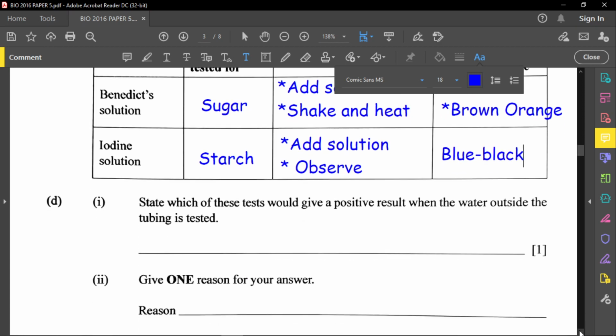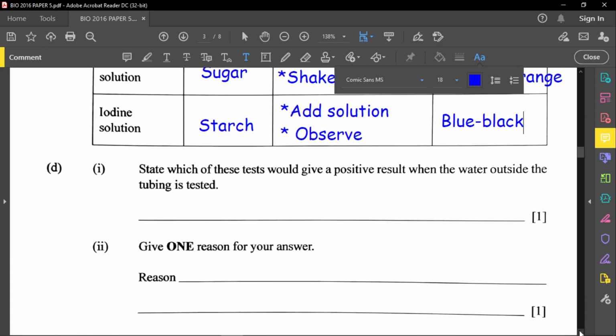Now for part D, it says to state which of these tests would give a positive result when the water outside the tubing is tested. And so for this part here, because the sugar molecules are smaller than the starch molecules, the sugar will more likely pass through, and then you see a positive test for the sugar. Again, it asks you to give us the reason, so let's give a reason right here.